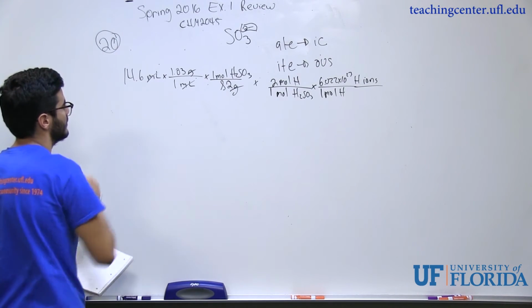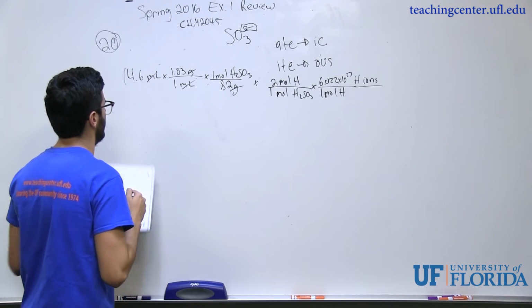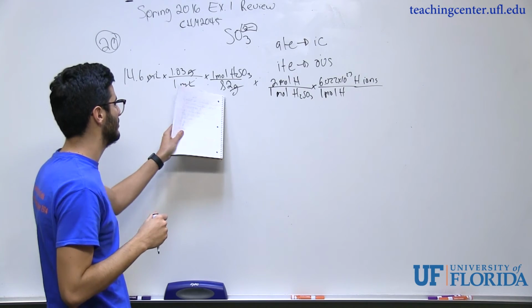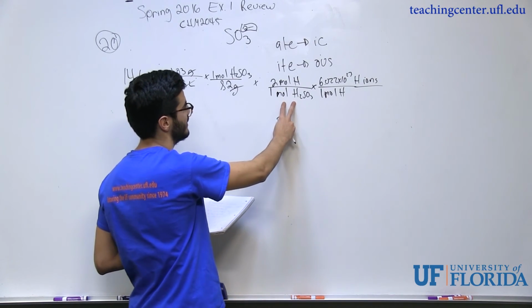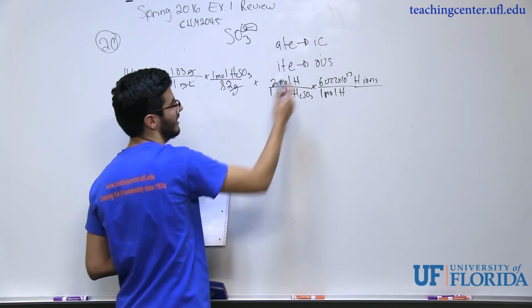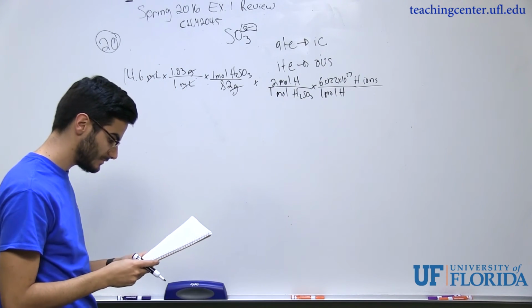So let's go ahead and backtrack here. So I had 14.6 milliliters, which I got from my equation. Then I used the density to go to grams. I used the molar mass of sulfurous acid to go to moles. Then I did a mole-mole ratio within sulfurous acid to go to moles of H. And then I just used Avogadro's number to get H ions.